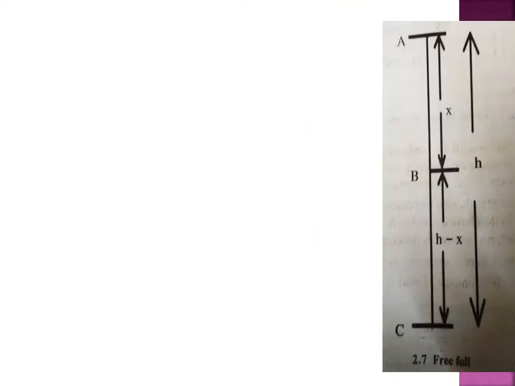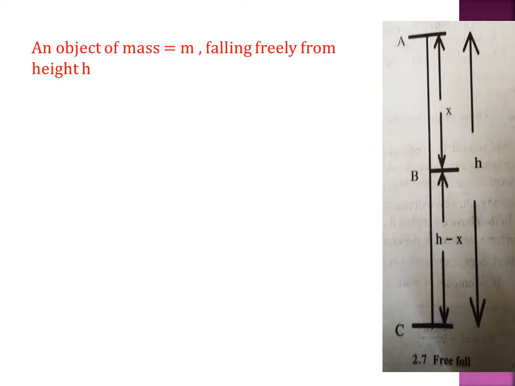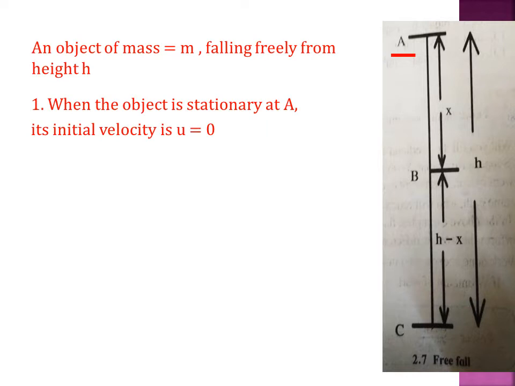Let us calculate the kinetic and potential energies of an object of mass m falling freely from height h when the object is at point A. Now when the object is stationary at A, its initial velocity u is equal to 0. Therefore, kinetic energy, we know, is half into mass into velocity square, half m u square, because the initial velocity is u. Now kinetic energy is equal to 0 because initial velocity is 0. So anything multiplied by 0 will be 0.